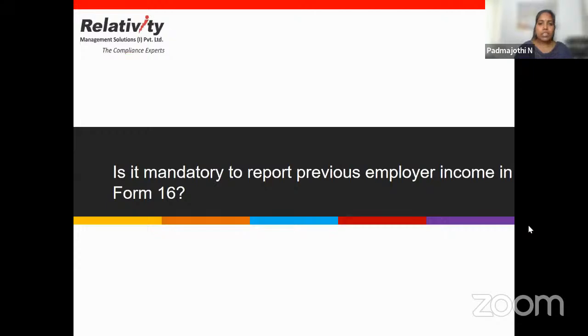And the next question is: is it mandatory to report previous employer income in Form 16? Can you put your responses in the chat box on what you are currently practicing?